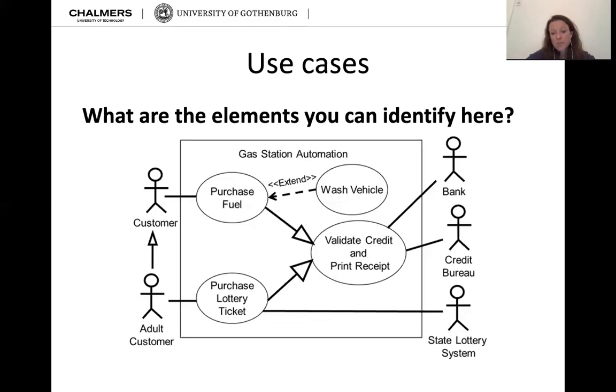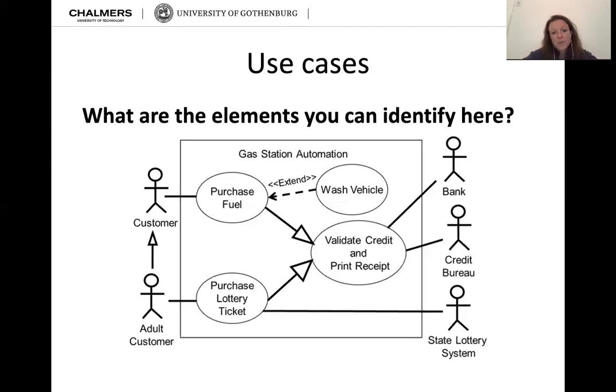Same for the credit bureau. And then same for the state lottery system. So all those three are systems. And they interact with the validate credit and print receipt, because as we make a purchase from either one of those two use cases, we will have to validate the credit to see, well, I mean, this is assuming we're paying with a credit card. So there are some details here that are assumed and are not being made explicit in the diagram. Nobody would validate my credit if I go pay cash. But then again, in several countries that I've lived in by now, that's the rather uncommon case, and most of us pay with plastic money.